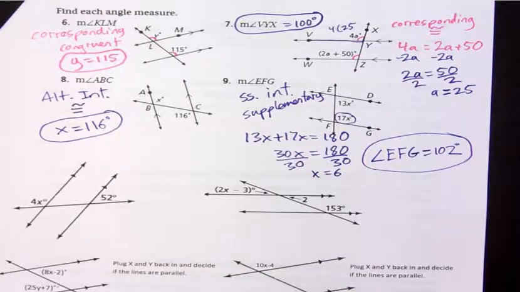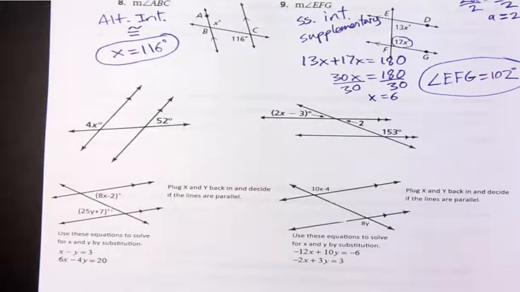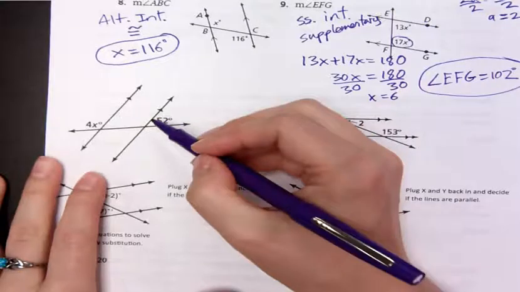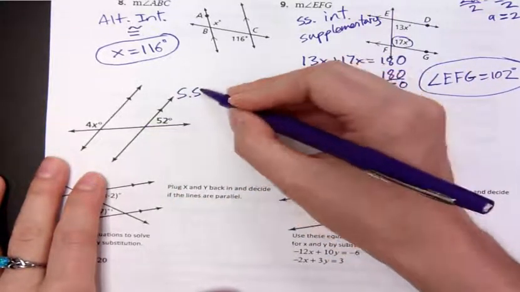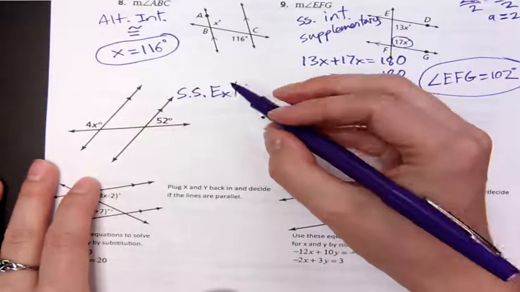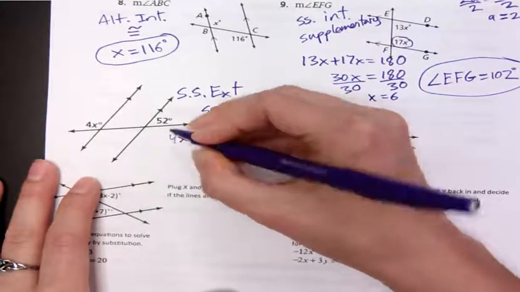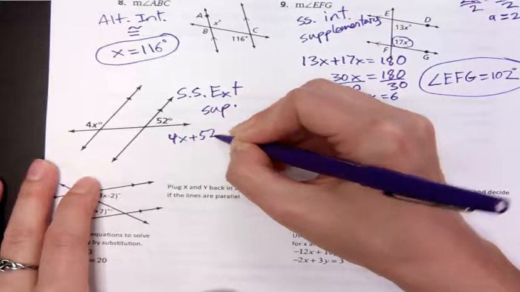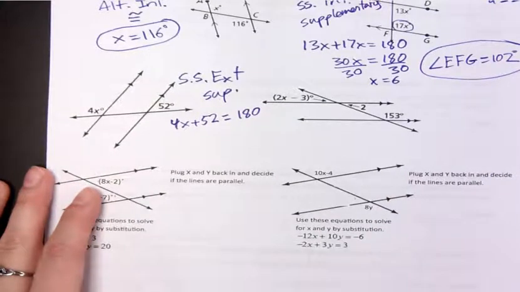Mental math, yep. All right, the next one, which is not numbered for us. What type of angle pair is that one? Same side exterior, because for corresponding we'd have to have one on the inside here. So this is our same side exterior. Congruent or supplementary? Supplementary. And so 4x plus 52 equals 180. What does that come out to when you solve it?